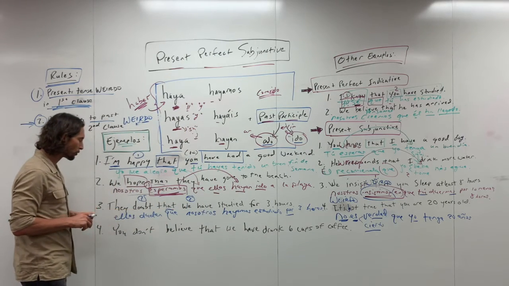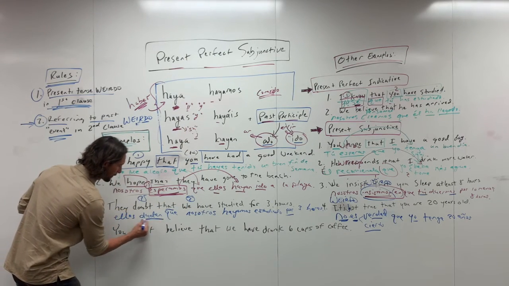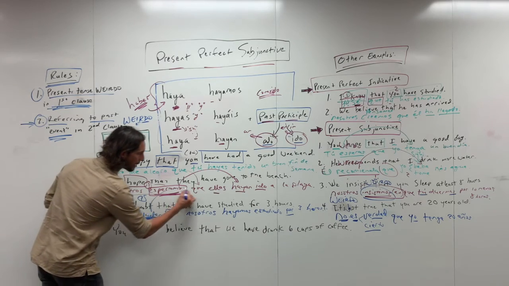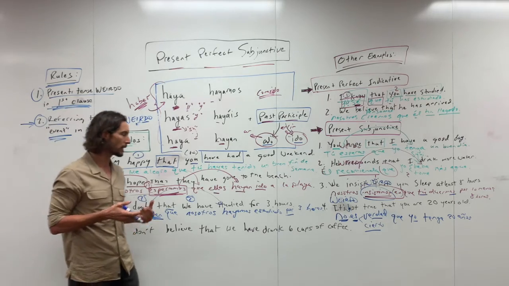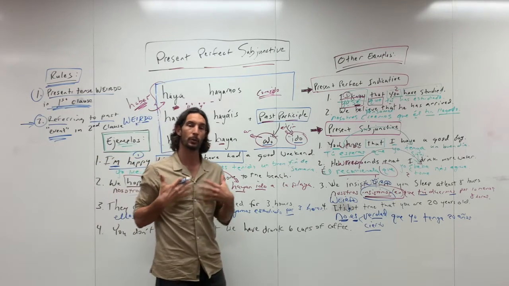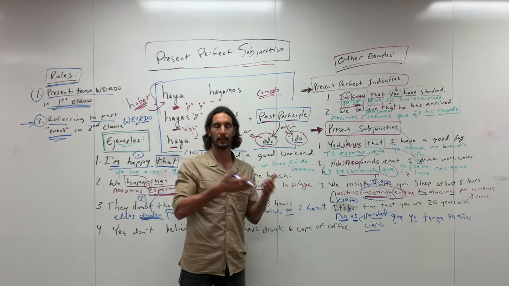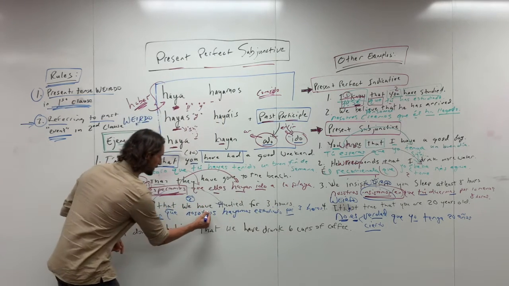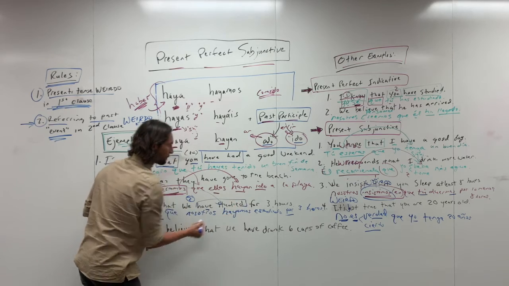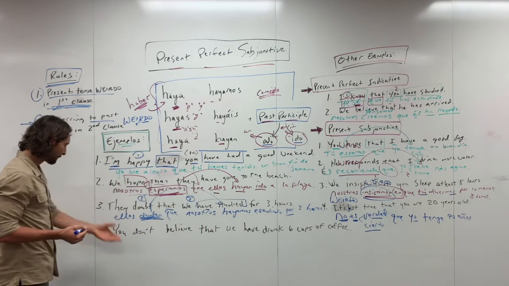So ellos dudan, they doubt, right? So we've got our weirdo. We're obligated, of course, to use the subjunctive in the second clause, but in the second clause we want to say have studied, not studied. See the difference, right? And so this is the difference. We're using a perfect tense. And so let's finish up here.